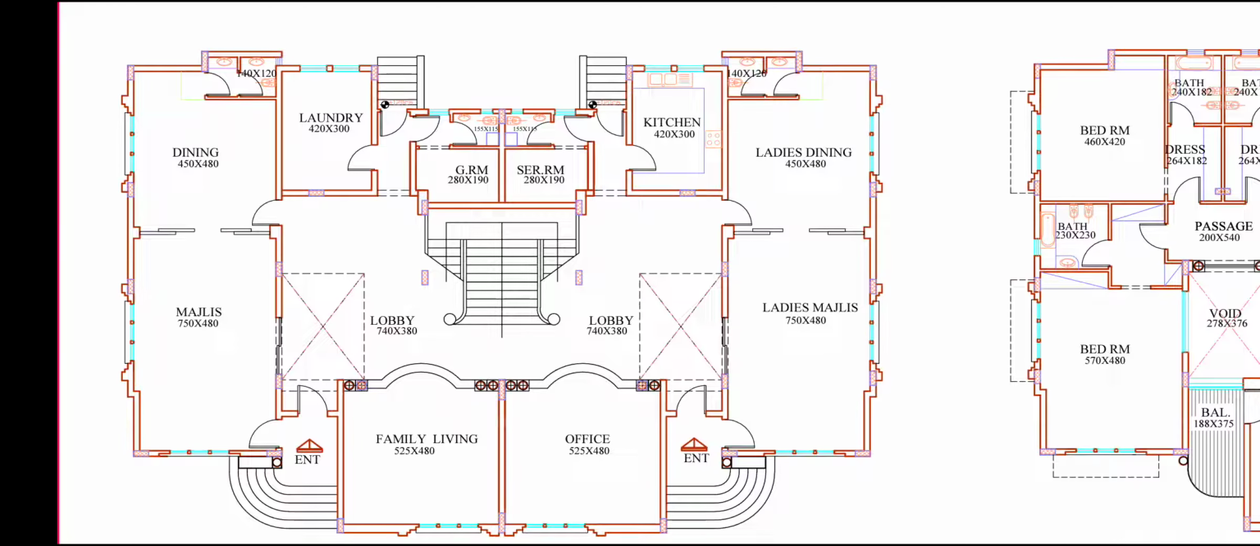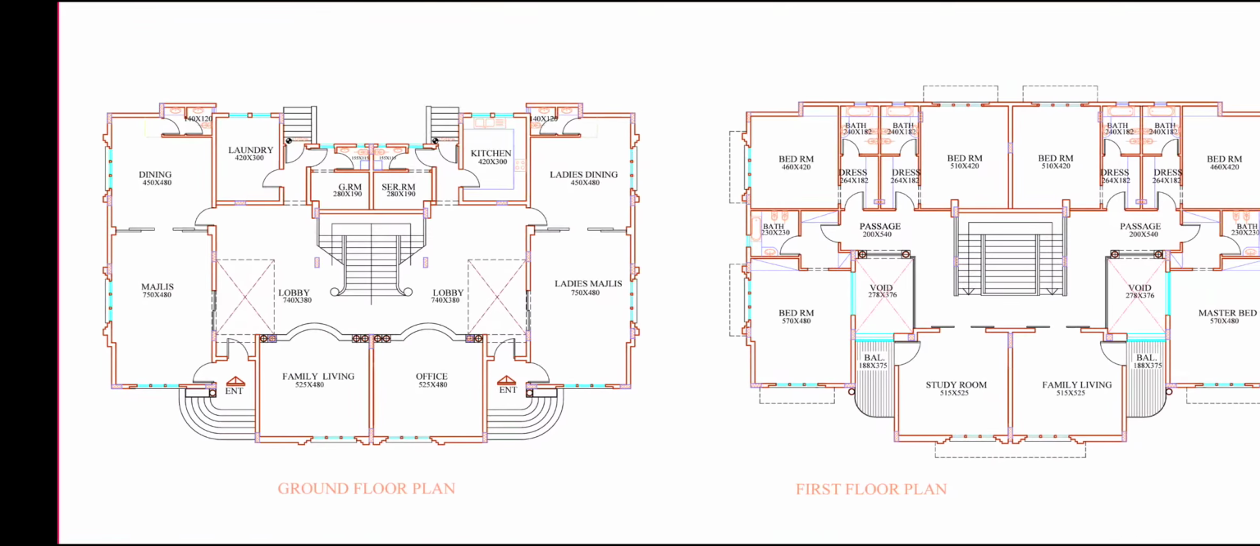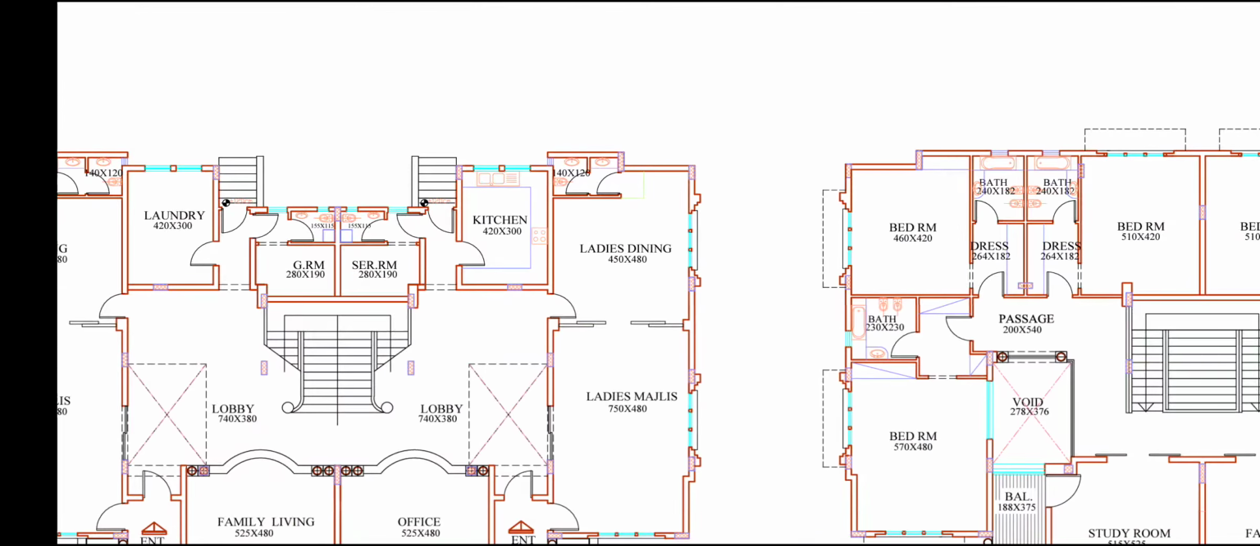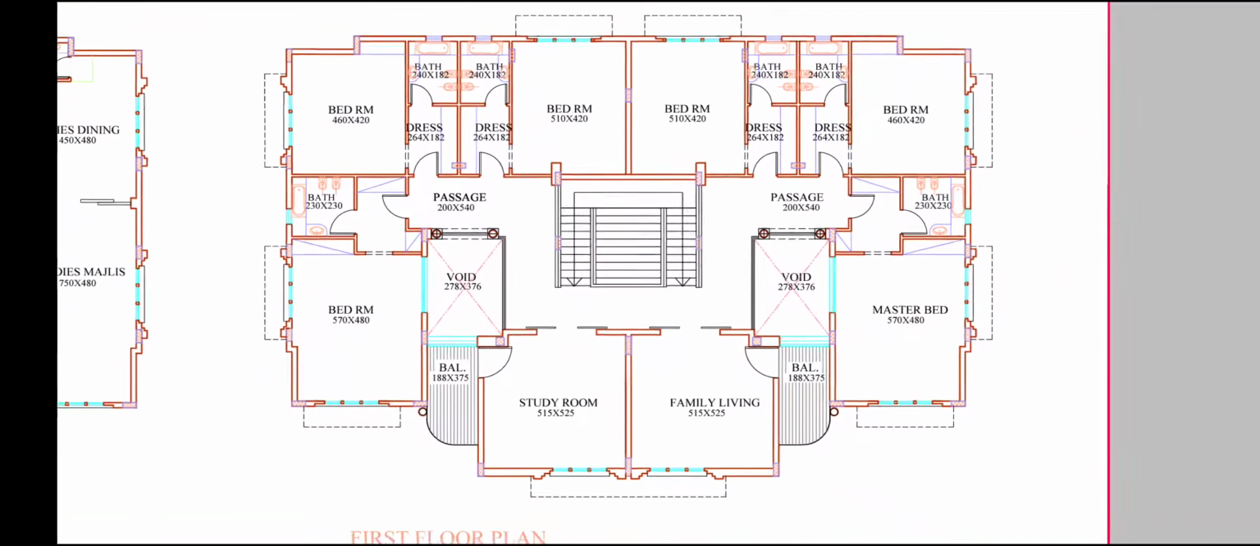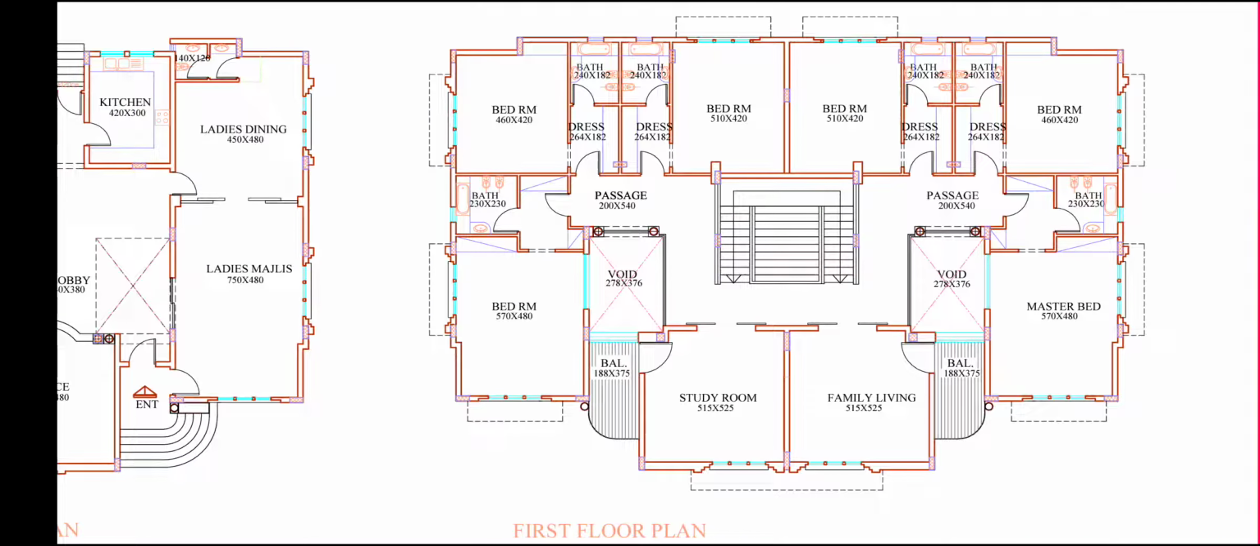Ground floor plan: no bedroom, only office and living room, majlis, dining, laundry, kitchen, and a ladies separate hall and separate dining. A common bathroom is given on all sides. We are reaching the first floor. First floor plan: 6 big size bedrooms, 1 study room, and a family room. We will see one by one.